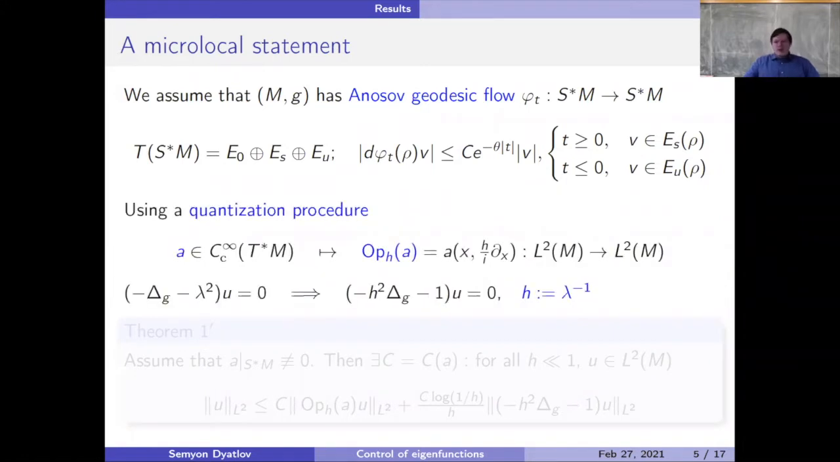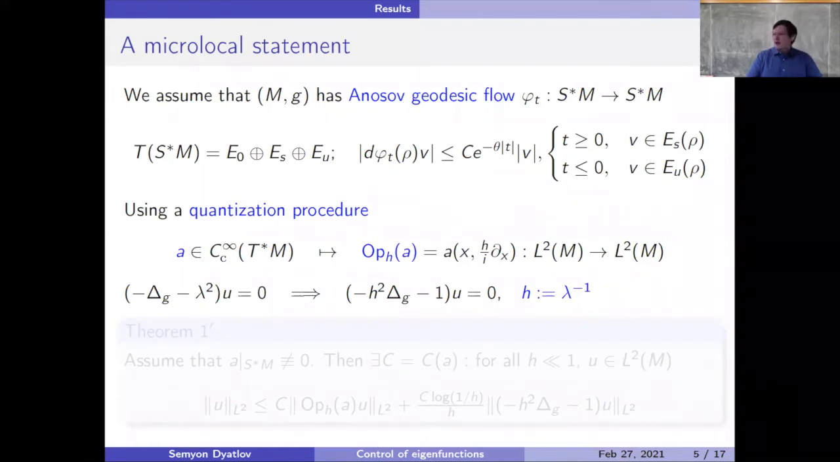But there are examples of surfaces which could have some positive curvature, but still have this Anosov flow. Now, how are we going to make it microlocal? Well, I'm going to use a quantization procedure. So if you start with any smooth, let's say compactly supported for simplicity, function on the cotangent bundle, you can quantize it to an operator.